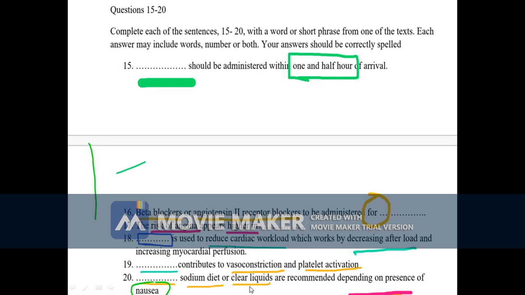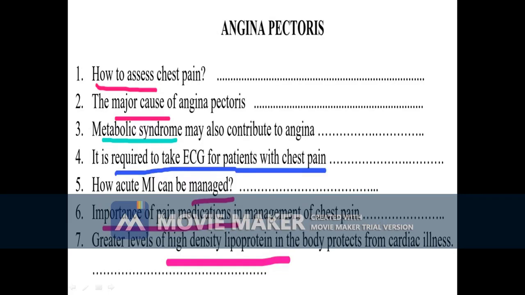Question 20. Sodium diet or clear liquid are recommended depending upon the presence of nausea. So you will search where sodium diet and clear liquids are given in the text. There will be the answer of this question. So guys, here is an important point. Now you have read the questions up to 20 in just 1.5 to 2 minutes.